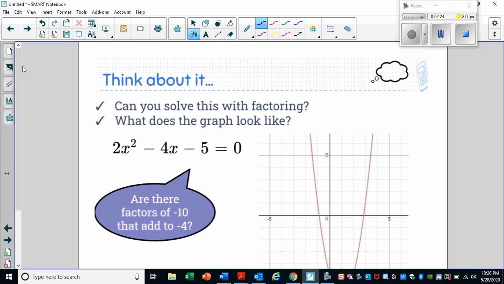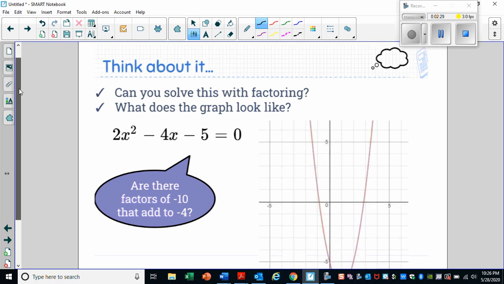Now, let's look at this quadratic. Can we solve this by factoring? What does the graph look like? The question is 2x squared minus 4x minus 5. Remember, this is your A, B, remember to include your sign, and C, again include your sign.